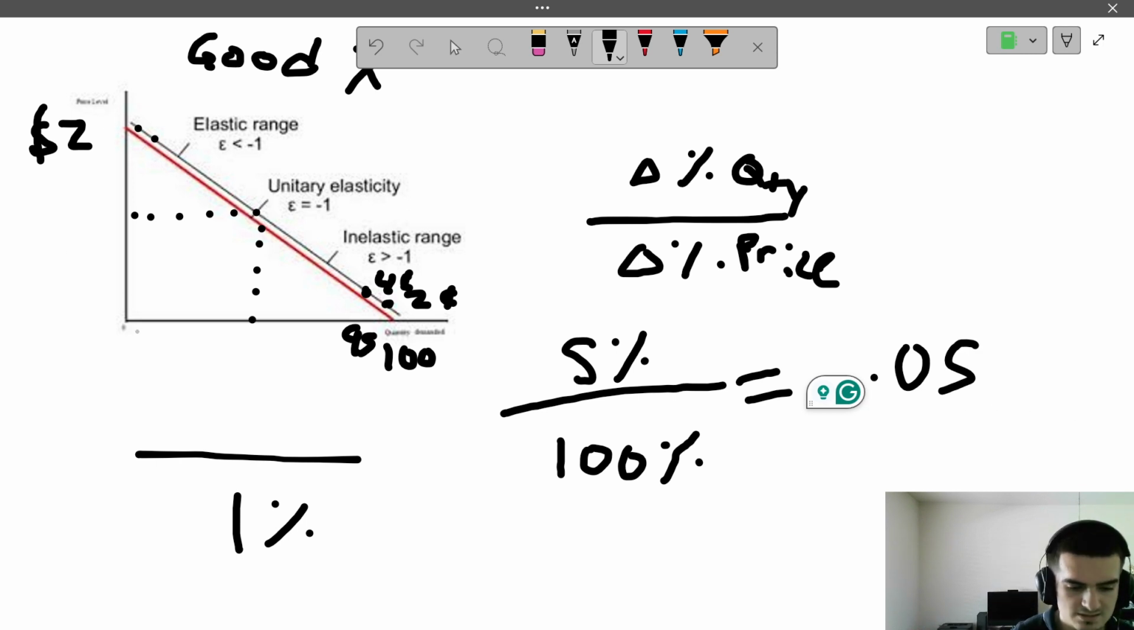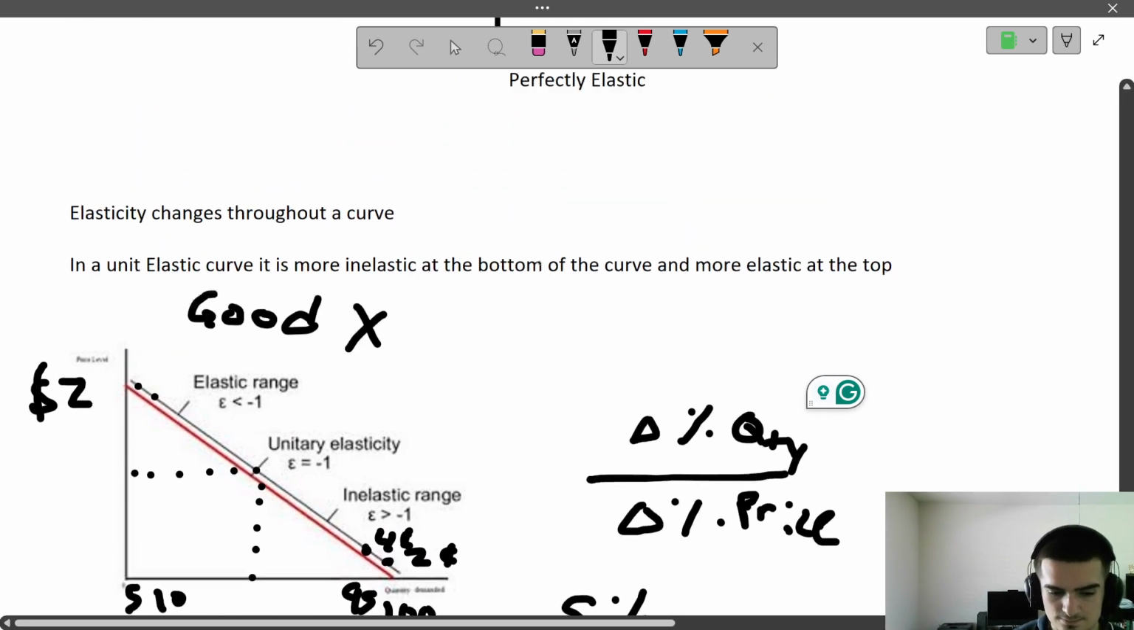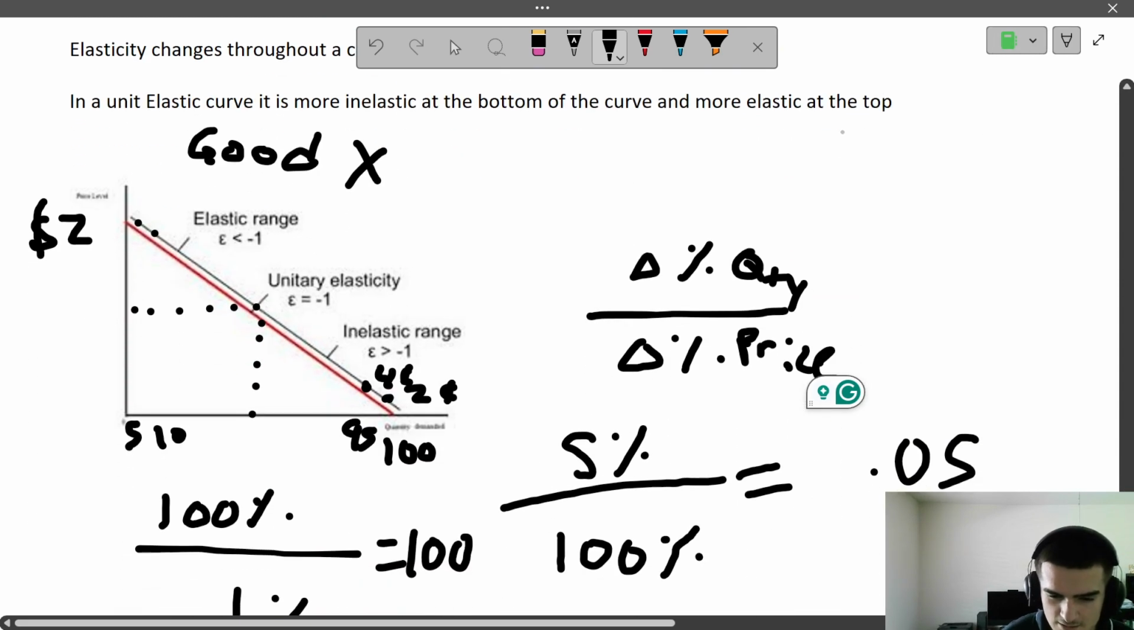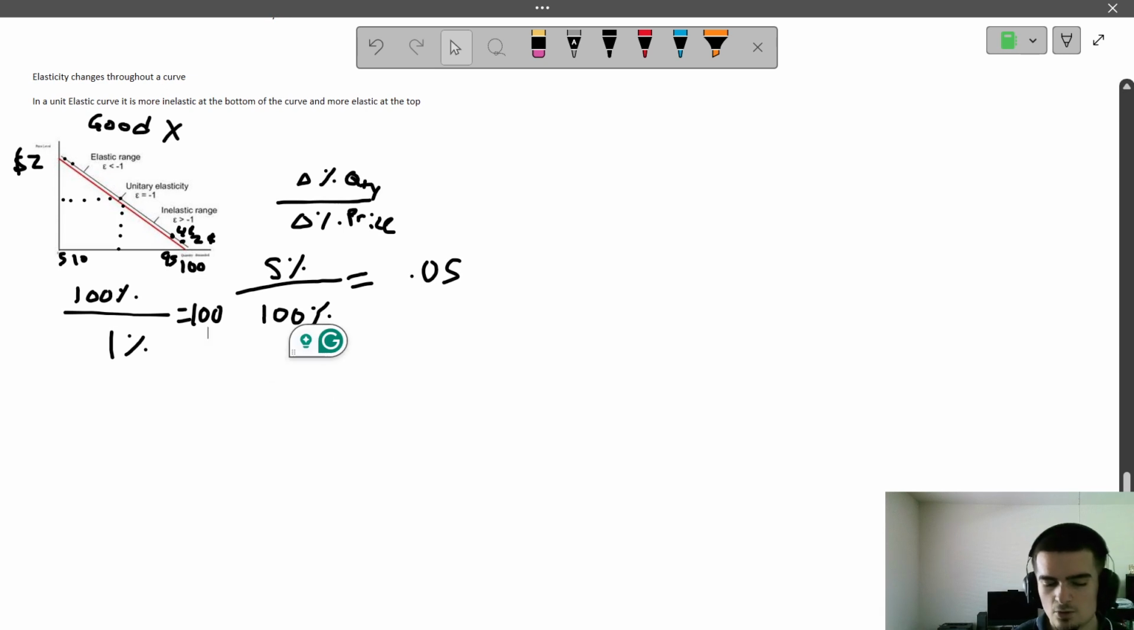And then here we have a 1% change, and maybe you go from 5 goods to 10 goods, and now you have a 100% increase, and you have an elasticity coefficient of 100. So it's elastic there, but inelastic there. In the middle, it's unitary elastic. I hope that makes sense. Just elasticity changes on the demand curve, not a supply curve. It's more inelastic on the bottom, more elastic on the top.